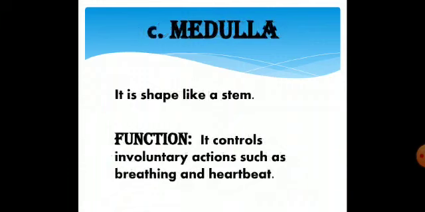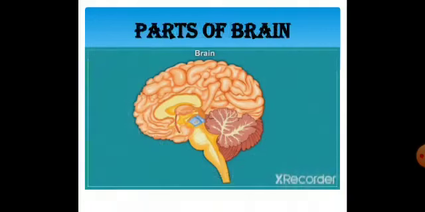Now medulla. Medulla is also called the brain stem. It is shaped like a stem, and the function of medulla is to control involuntary actions such as breathing and heartbeat. You can understand the parts of brain with the help of this video.